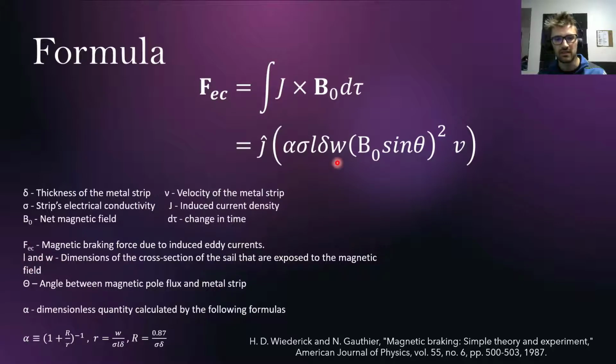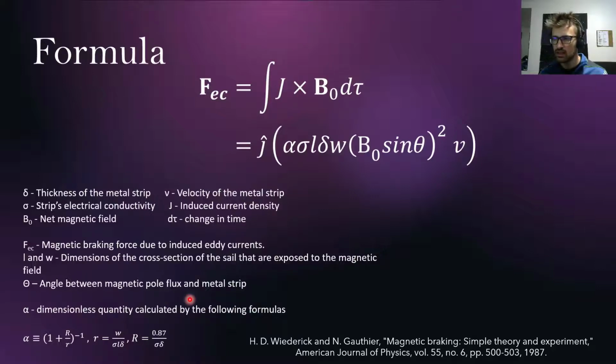The L and W are the dimensions of the sail, the cross section at least. Theta: this formula was originally pulled from this Weidrich et al. magnetic braking paper. In their experimental setup, they had the magnetic field perpendicular to the conductive material. In our case, there's actually a use case for having your conductive sail not perpendicular to the magnetic field as it's going through. So I'm proposing there'll likely be a sine product you have to put in there, where theta is the angle between your perpendicular magnetic field and your conductive sail. And then this alpha here is a dimensionless quantity calculated by the formulas.